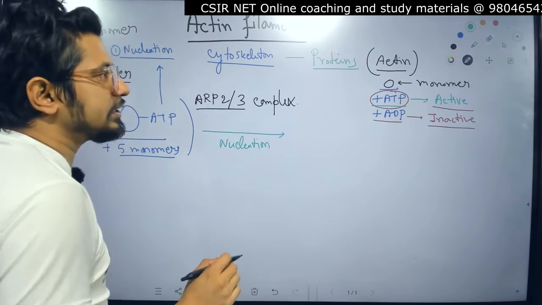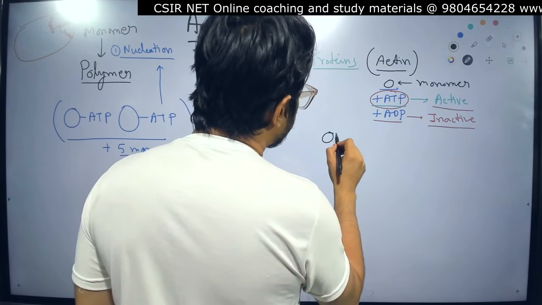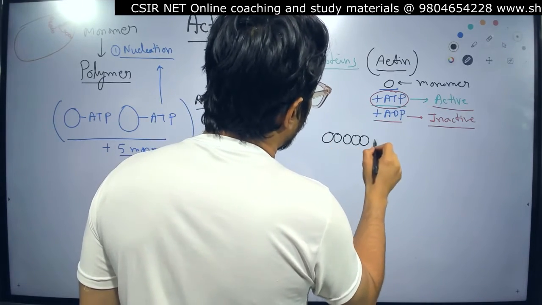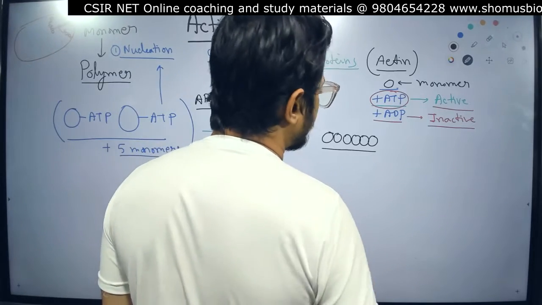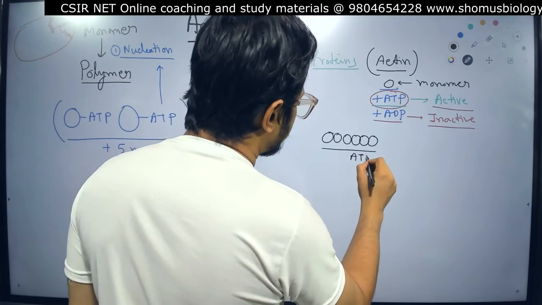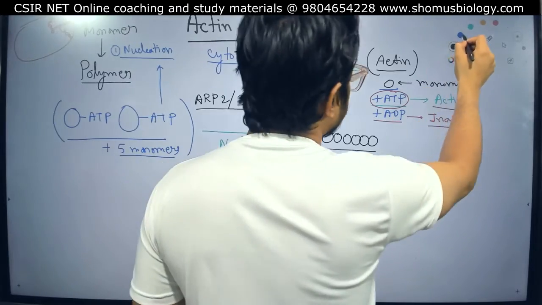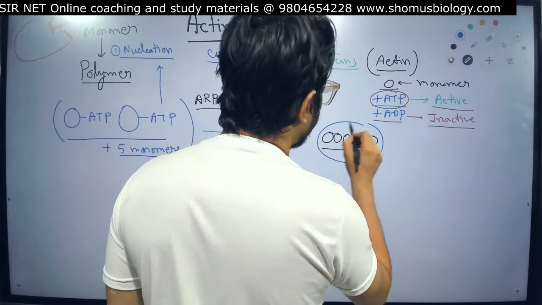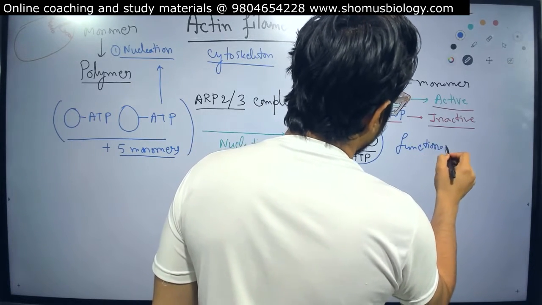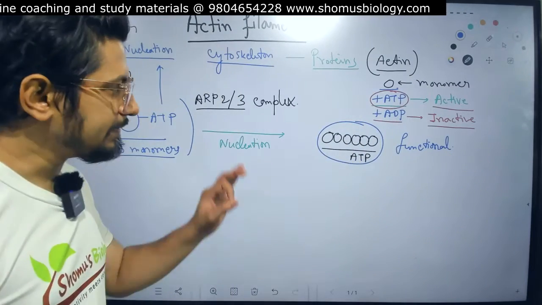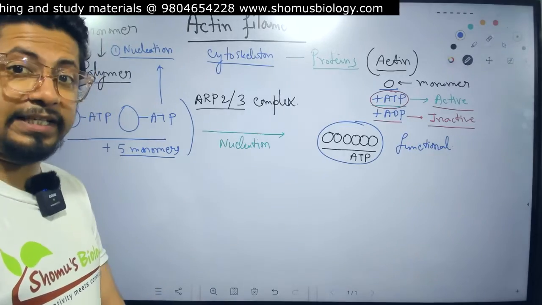And once the nucleation is complete, what would happen at the end of the nucleation? We have some of these actin monomers stitched like this. They have ATP associated to them, and they also have this ARP2/3 complex, and this is the nucleated form of actin. This is the first functional form of actin that is ready. So nucleation is done, this form of actin is ready.